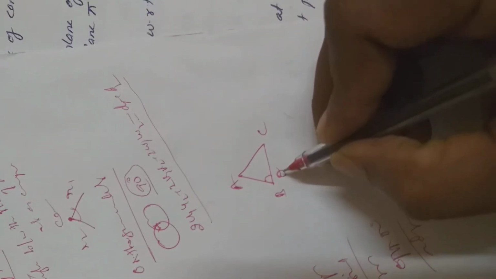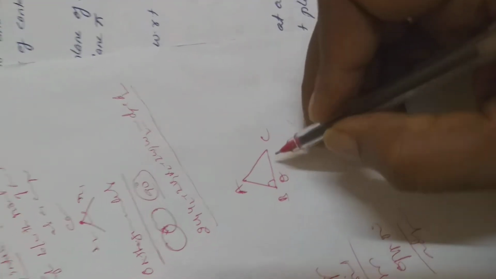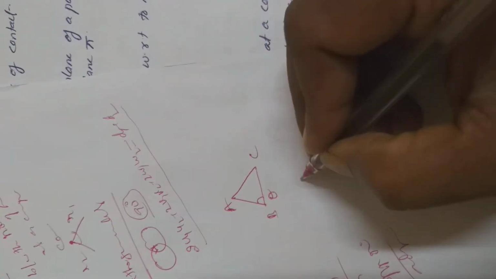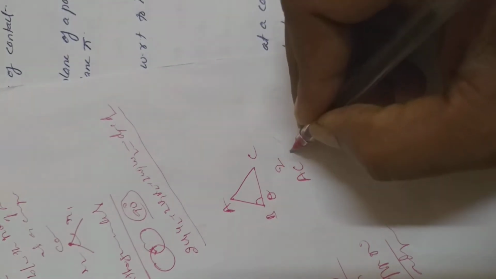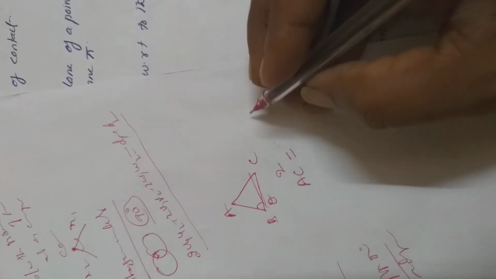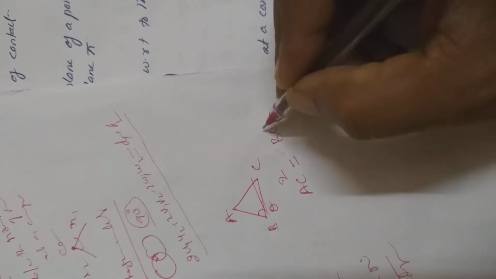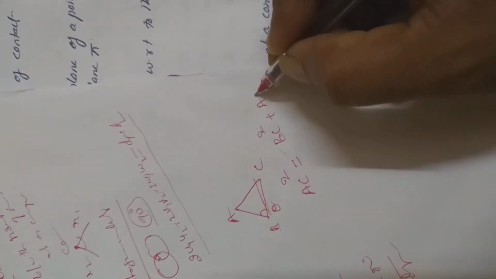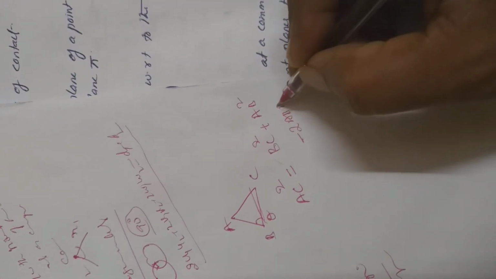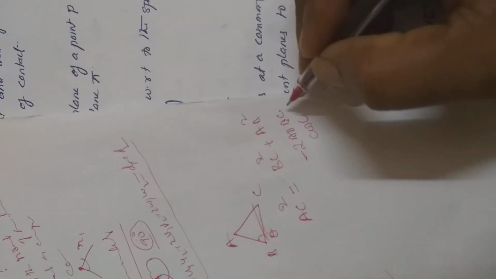If you want to apply the cosine rule, the opposite side square AC square is equal to the adjacent sides' squares, BC square plus AB square, minus 2 into AB and BC cos of the angle between these two sides, that is theta. This is called the cosine rule. Now, we are directly writing what AC is from this triangle.